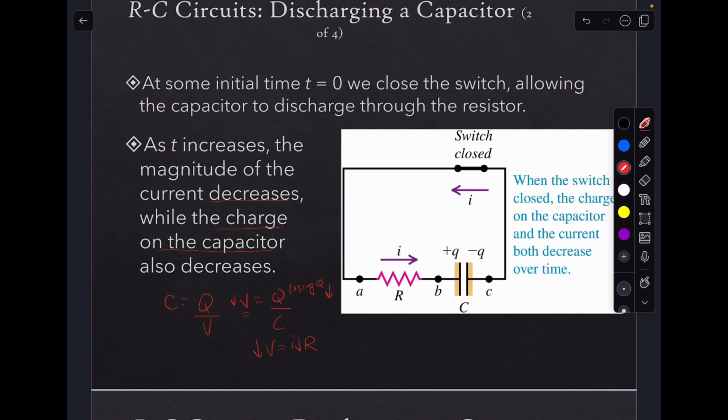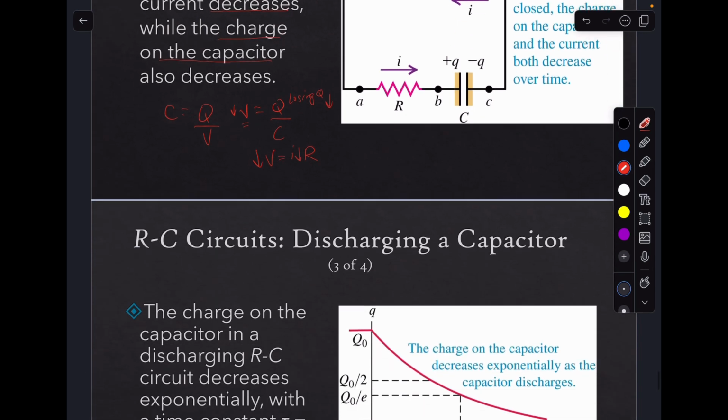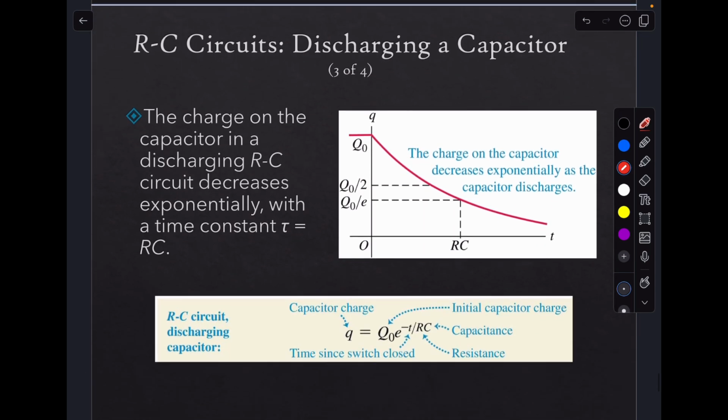So in a discharging capacitor circuit, both the current and the charge on the capacitor decrease, okay? And how do they decrease? Well, they decrease also exponentially, all right? So the charge at any time t on a discharging capacitor starts off with its maximal charge, Q naught, and decreases by an exponential function, e to the negative t over RC, right? Which is definitely this graph right here.